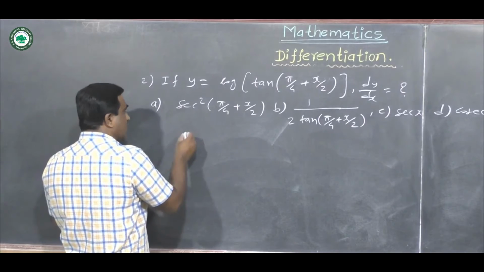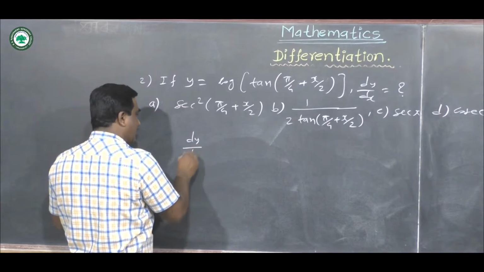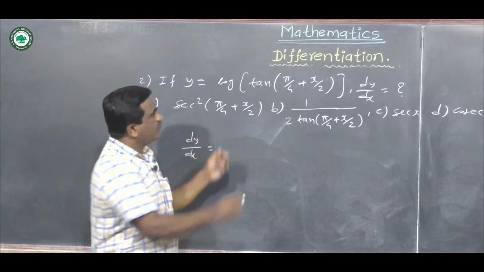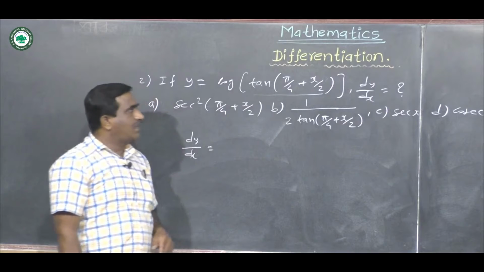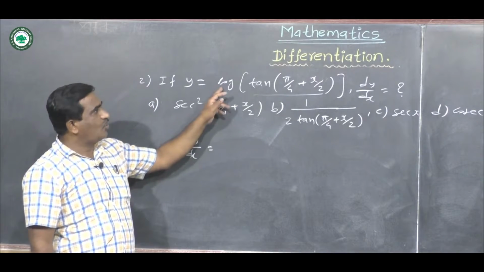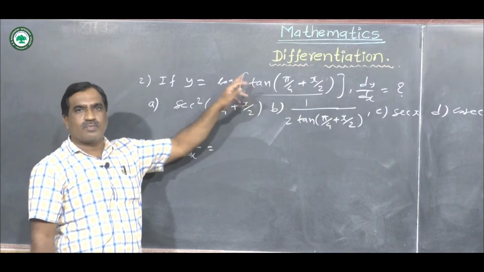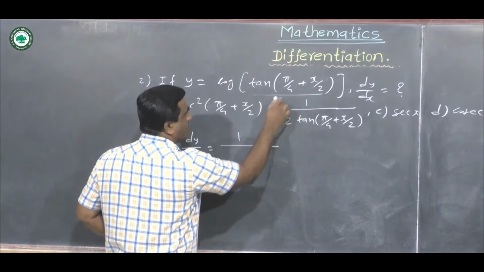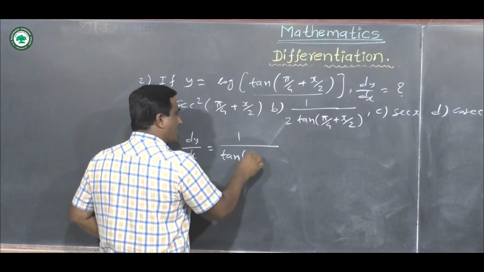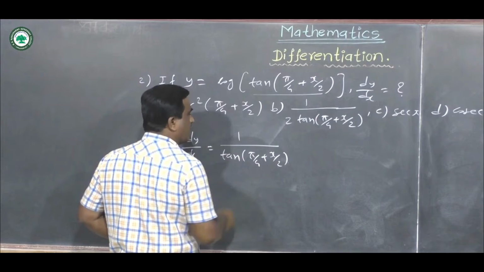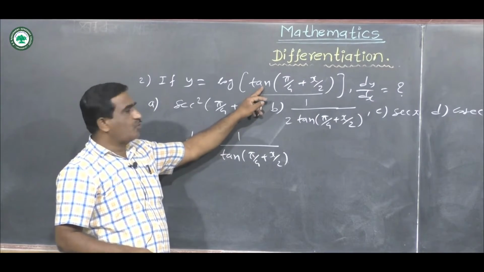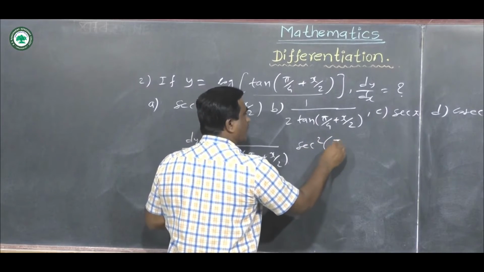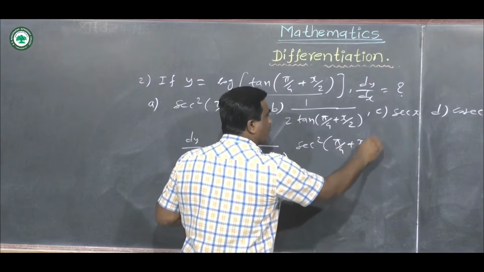We can write here derivative of y, dy by dx. We can write direct derivative for this function. Suppose this underlying term is f of x. We get log of f of x. We know that derivative of log of f of x is 1 upon f of x, that is 1 upon this term tan of pi by 4 plus x by 2 into derivative of f of x. Derivative of tan of pi by 4 plus x by 2 is sec square of pi by 4 plus x by 2.